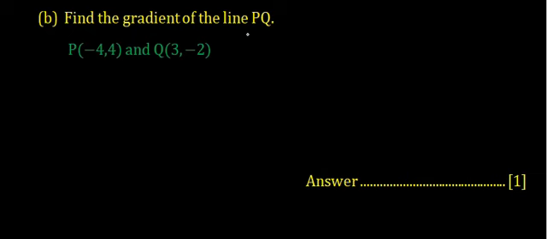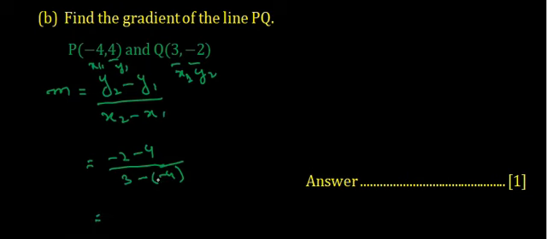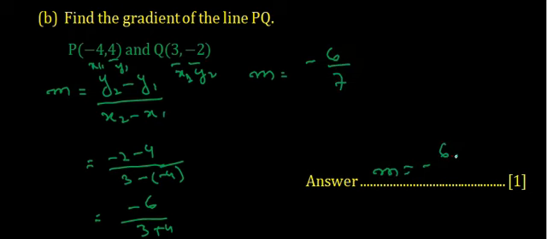Now part B, find the gradient of the line PQ. The gradient m is y2 minus y1 upon x2 minus x1. So y2 is -2 and y1 is 4, divided by x2 which is 3 and x1 which is -4. We have to put the values with the sign, minus or plus. So it becomes -6 upon 3 minus (-4), which is 3 plus 4. So m simplifies as -6 upon 7.